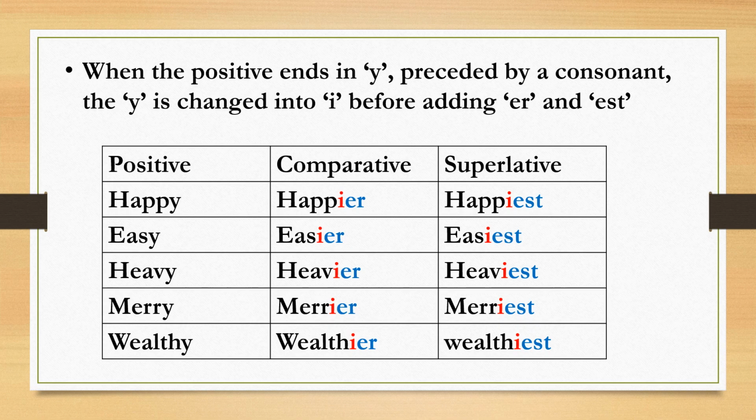Similarly, the second word in the column, easy, becomes easier in the comparative and easiest in the superlative. The word heavy in the positive becomes heavier in the comparative and heaviest in the superlative. Merry in the positive becomes merrier in the comparative and merriest in the superlative. The word wealthy in the positive becomes wealthier in the comparative and wealthiest in the superlative.